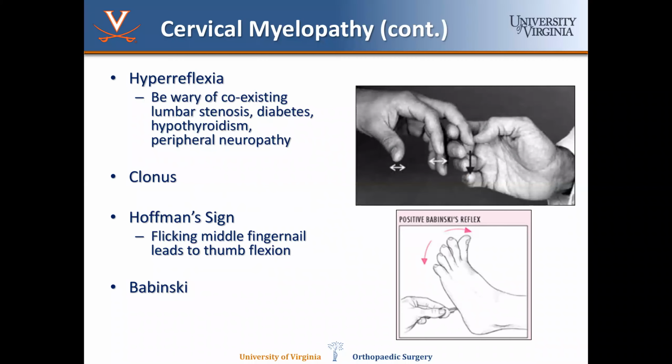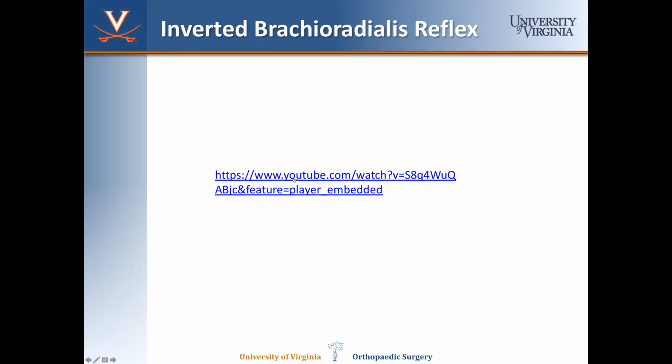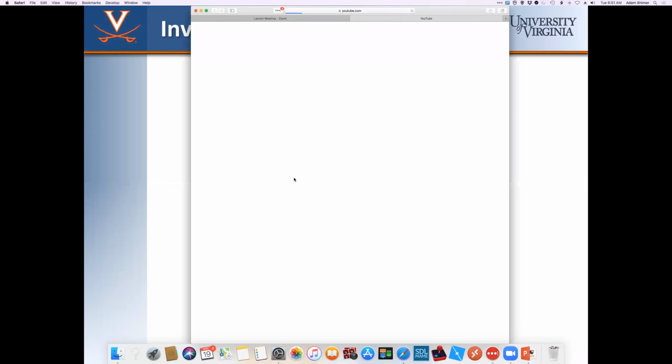So this is some of the reflexes we talked about. That's a Hoffman's reflex on the upper right. That's an abnormal Babinski on the bottom right. I'm scared if they change this YouTube, but this was a good reverse radial reflex.